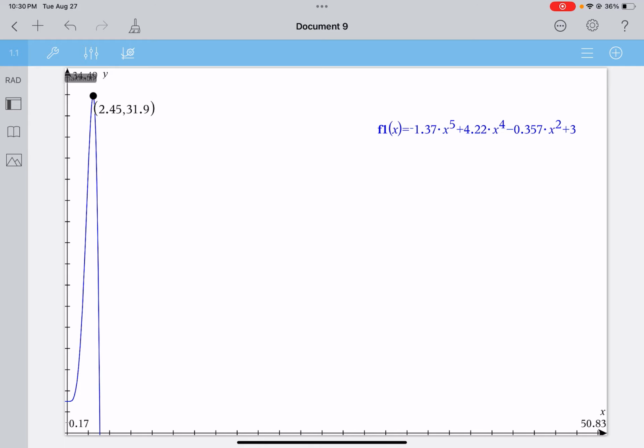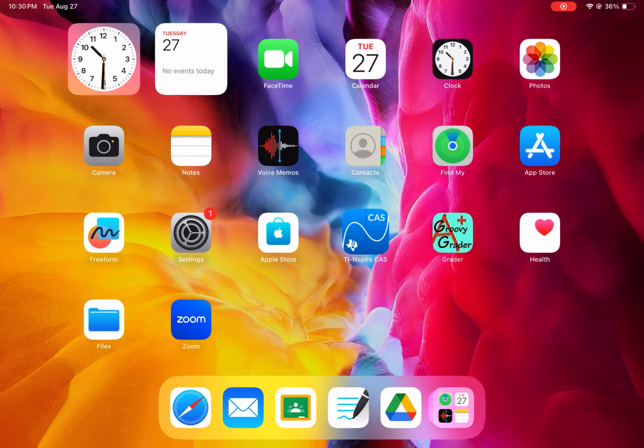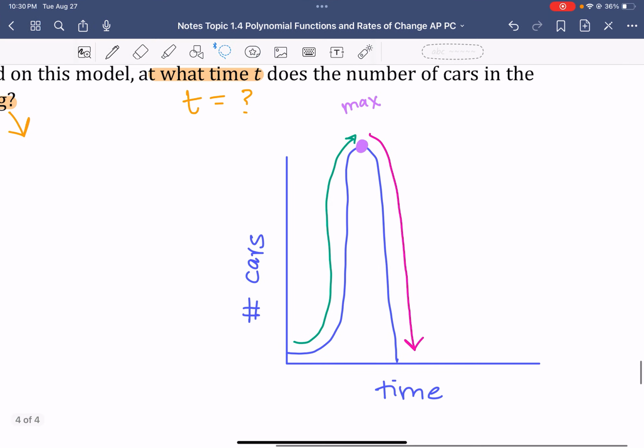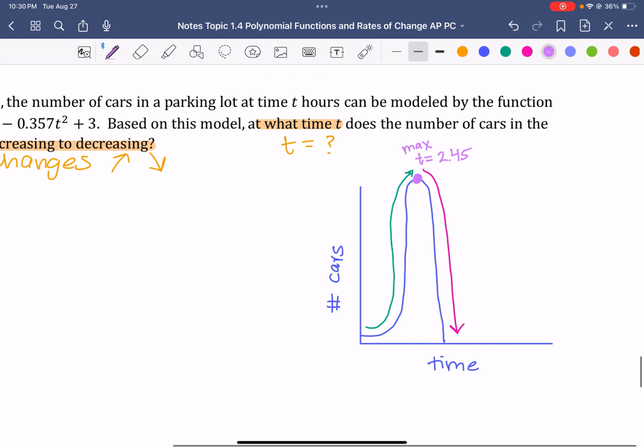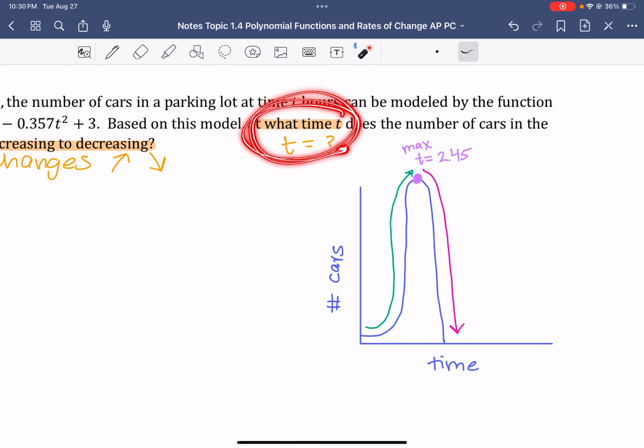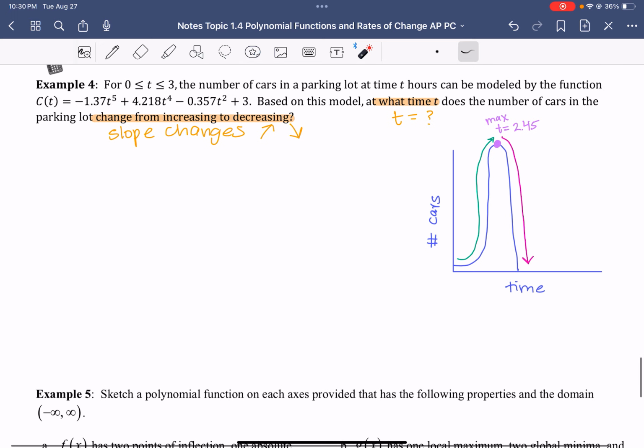Okay, so what I'm going to do is copy that maximum into my notes. So the maximum t value was at 2.45. I'm not going to worry about the number of cars because, again, the question was what time t. So I really only needed to know the t value. Okay, so now we'll write our answer.